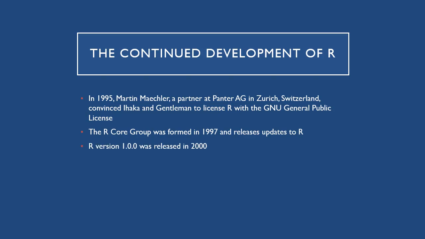But the first release wasn't until 2000, and so we've now been with 20 years of R. R version 1.0.0 was released in 2000. At the time of this recording, the most recent release is R version 4.0.3 that was released this past October. And the name of that version is Bunny Wunnies Freak Out.